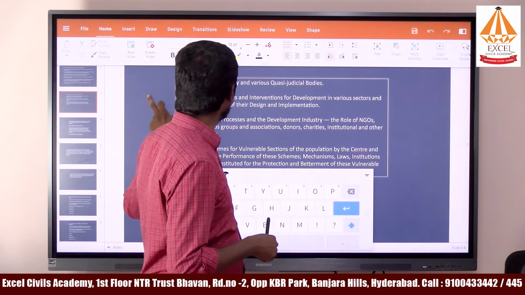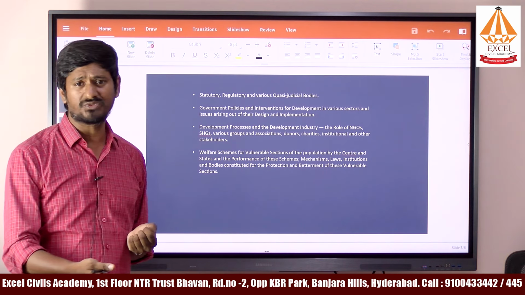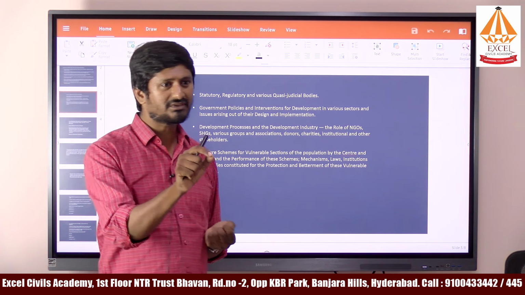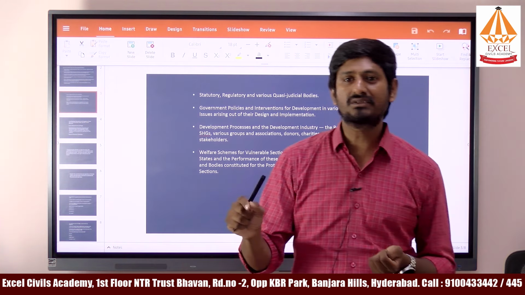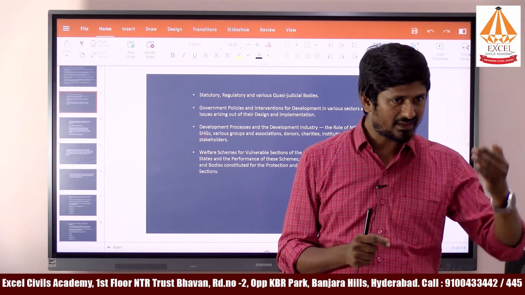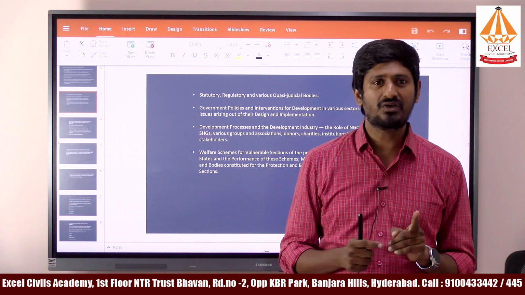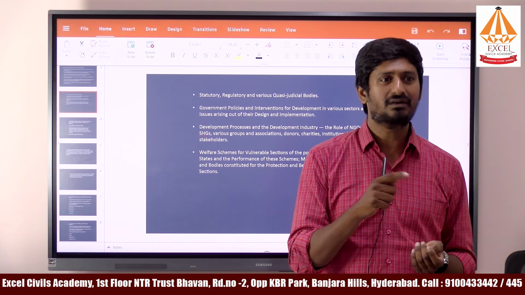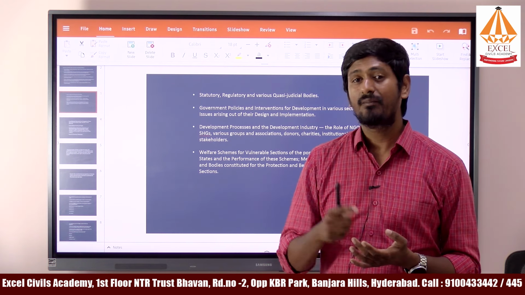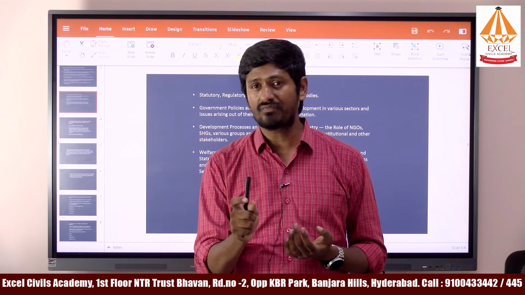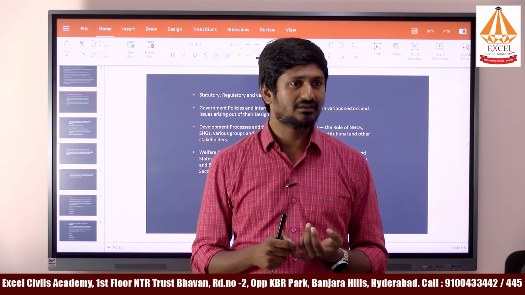Similarly, the National Human Rights Commission, this was a previous question. The question was: which of the following bodies is a statutory body? He had given a mix of bodies. One of the options was the National Human Rights Commission. What is the right answer? National Human Rights Commission. Why? Because it has been created through the Protection of Human Rights Act of 1993.